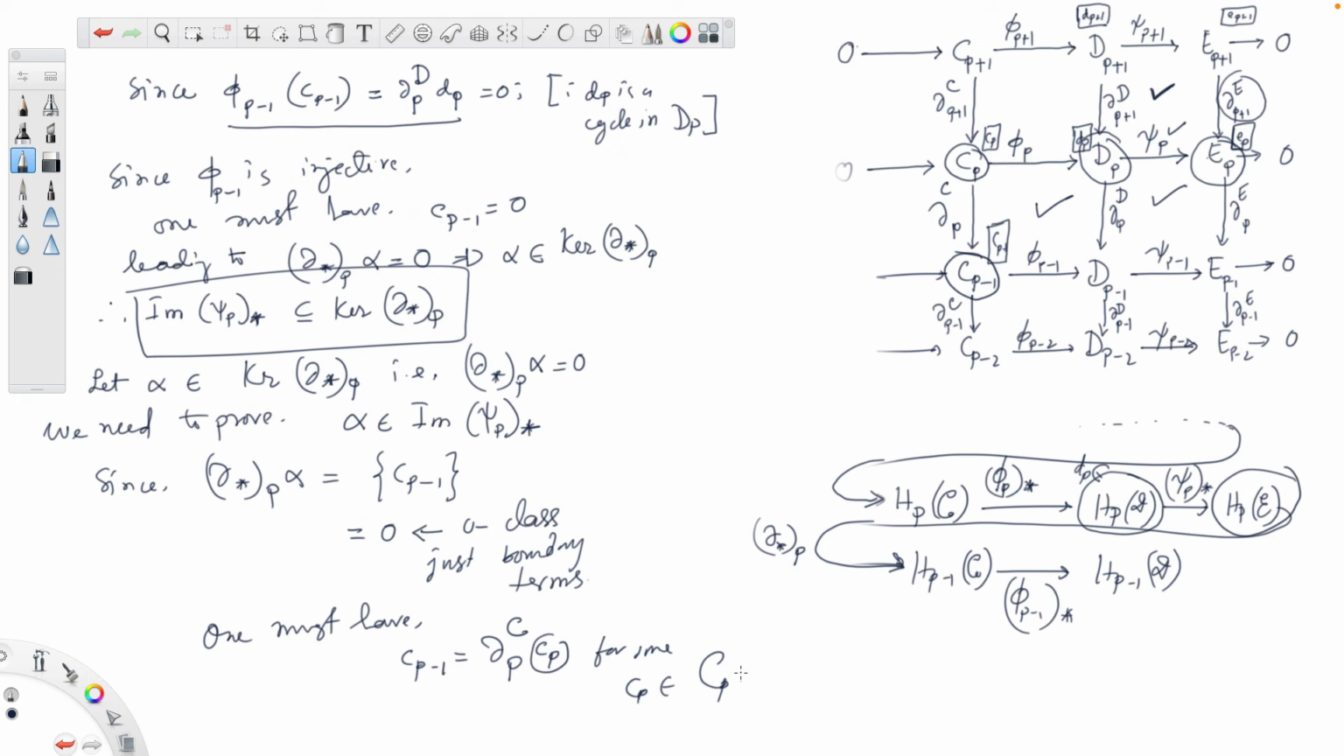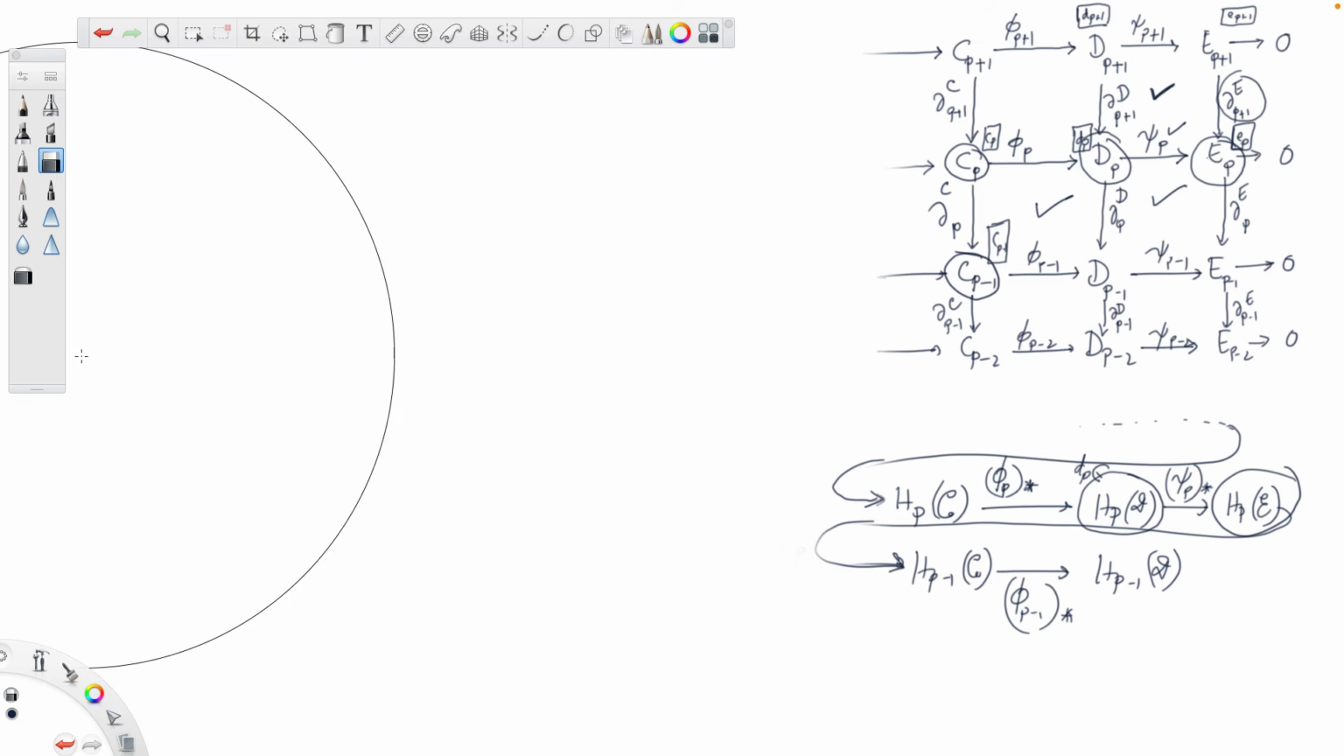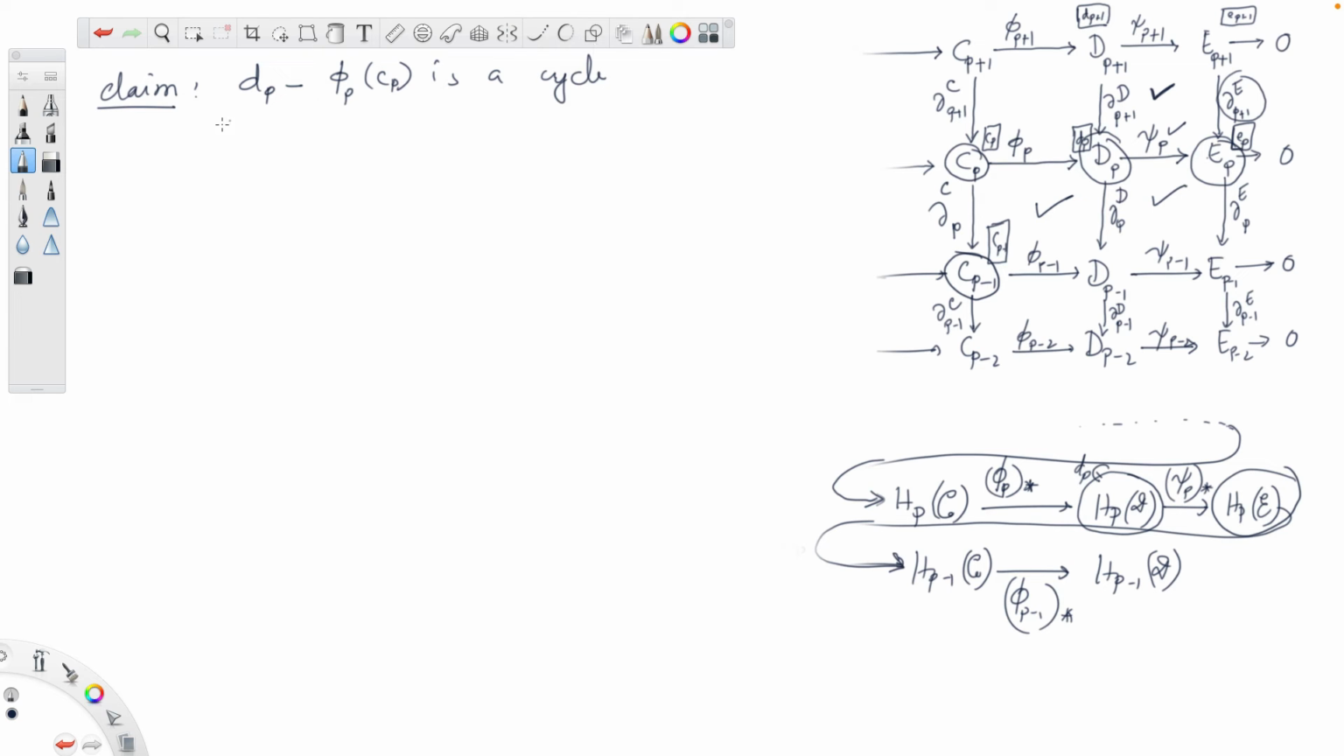Now, this is the claim. So let me erase everything. What is the claim? Claim is the following. Dp minus phi p cp is a cycle, and alpha is equal to psi p star of the class of dp minus phi p of cp.